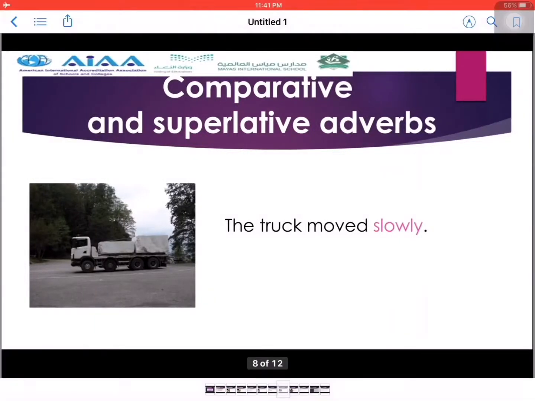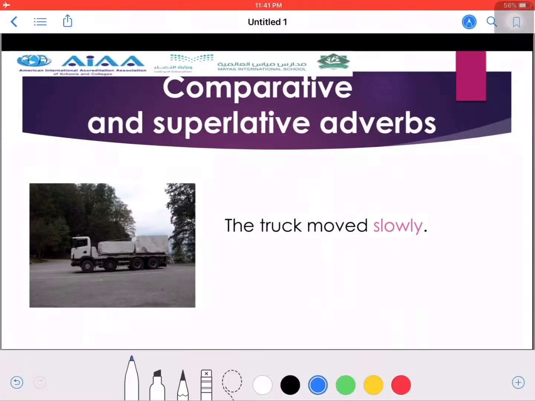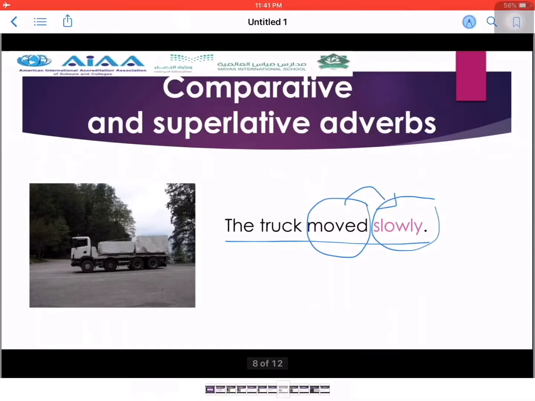Here, we have a sentence without comparison. The truck moved slowly. So this is the adverb. Moved is the verb that the adverb describes.